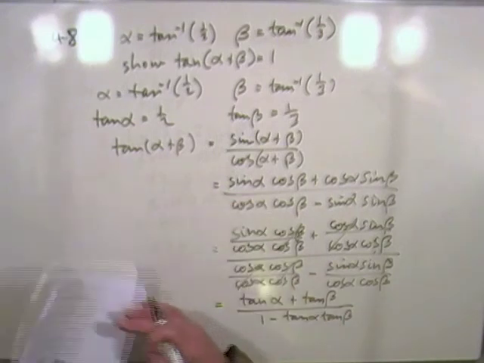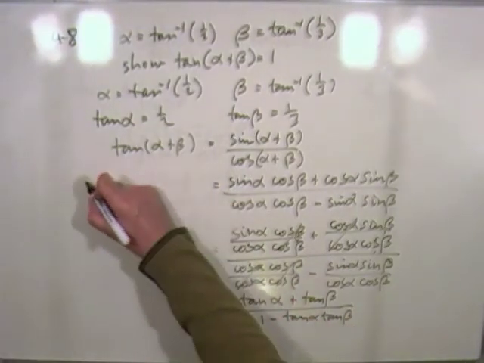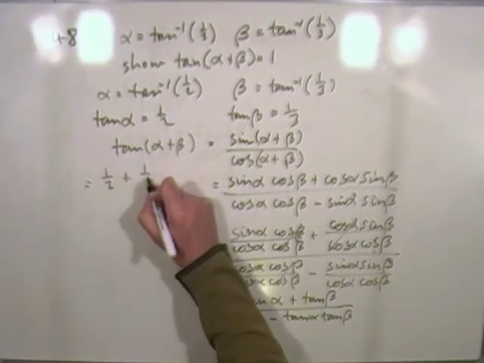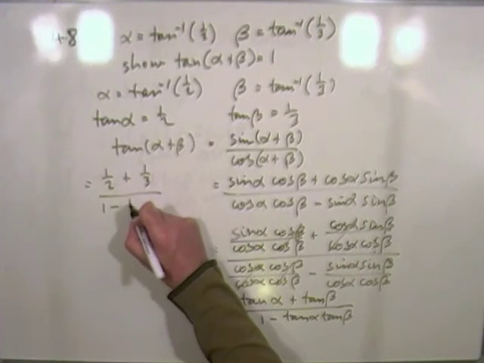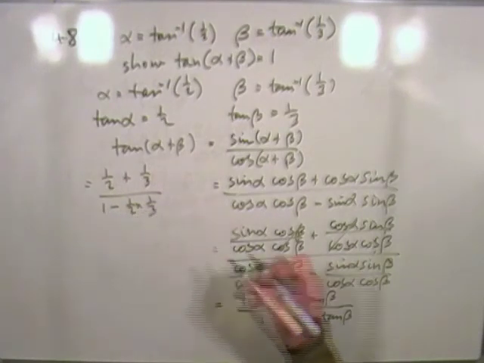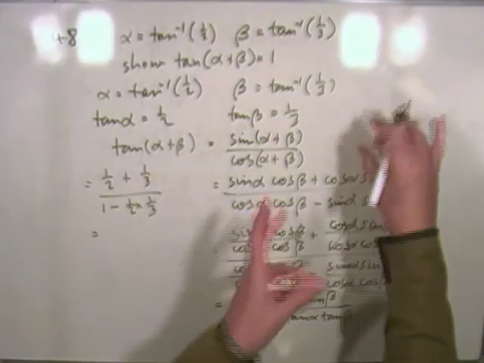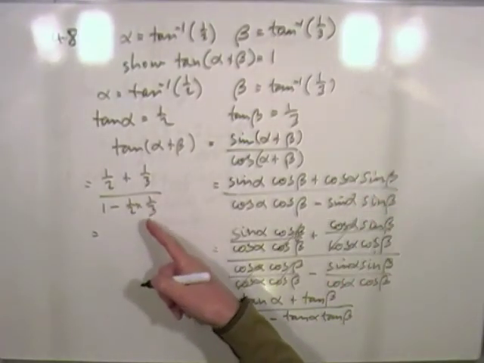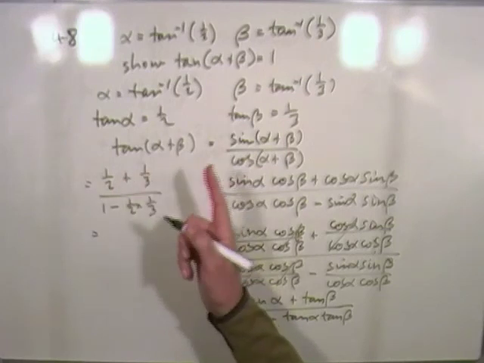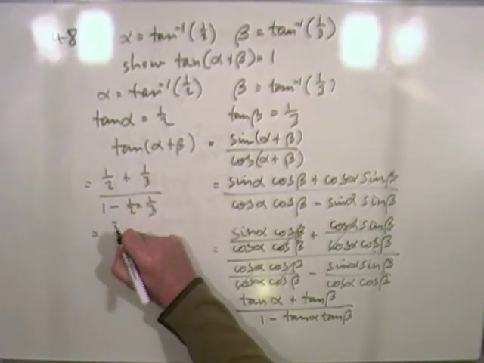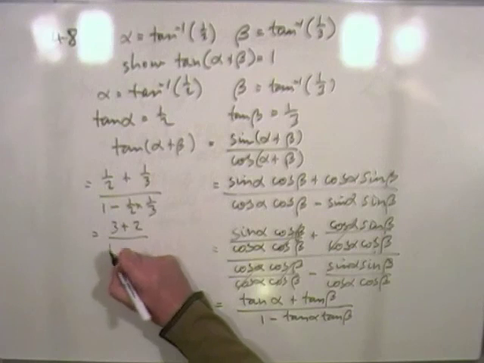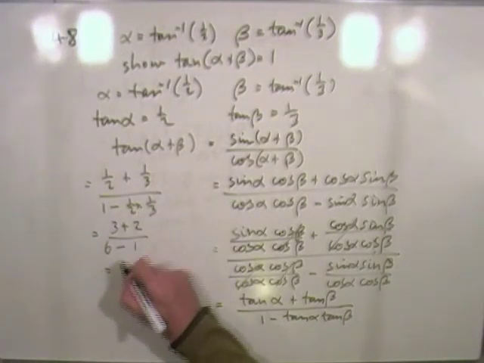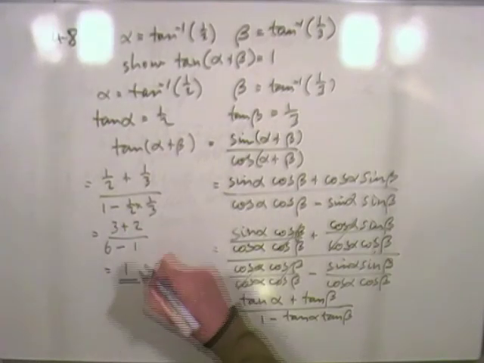And I'll just take that up here to evaluate it. So if that's equal to that, then I can put these figures in. It's going to be a half plus a third over 1 minus a half times a third. And of these root 5s and so on. A fraction with fractions, multiply everything by whatever they're all going to, 6, so 6 times everything. 3 plus 2 over 1 minus a sixth, 6 minus 1, 5 over 5, 1 as required.